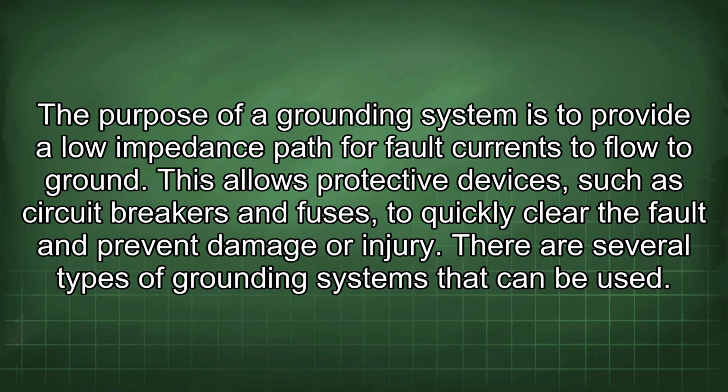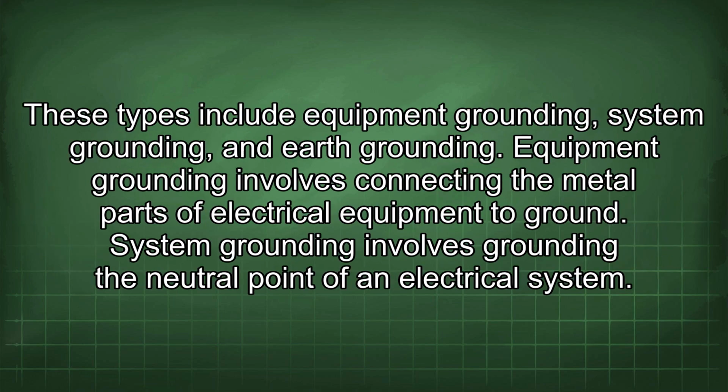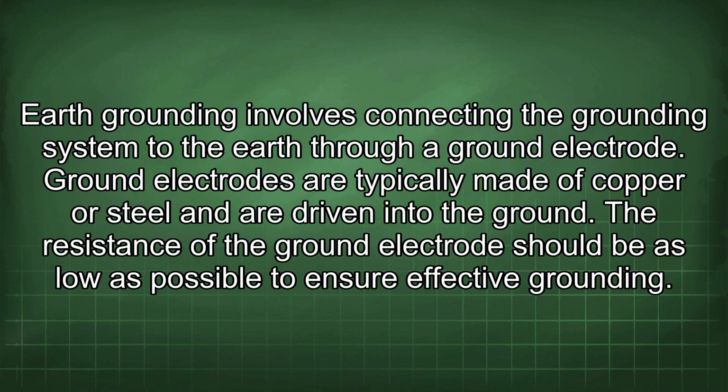There are several types of grounding systems that can be used. These types include equipment grounding, system grounding, and earth grounding. Equipment grounding involves connecting the metal parts of electrical equipment to ground. System grounding involves grounding the neutral point of an electrical system. Earth grounding involves connecting the grounding system to the earth through a ground electrode.